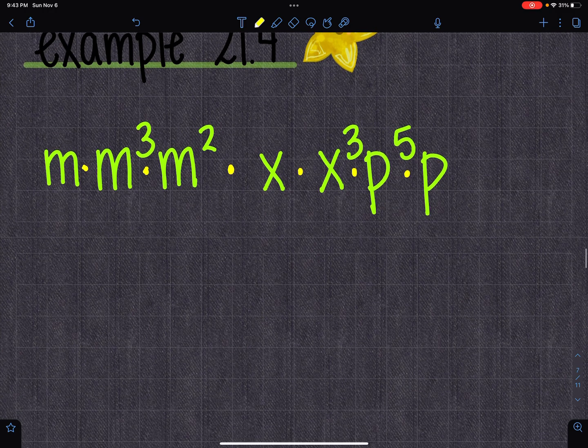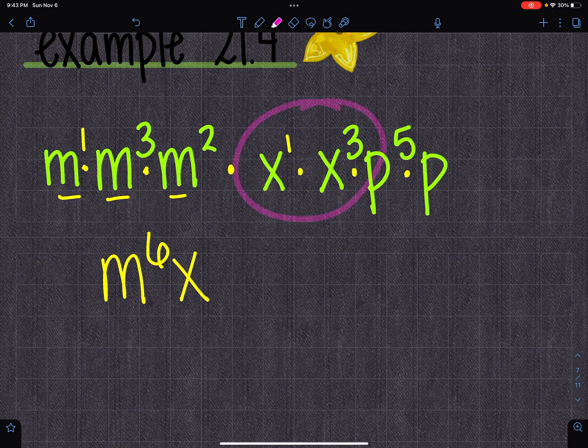All right, let's deal with the m's. I'm going to bring down an m because the bases are the same. We're not combining anything that is not the same, right? Don't combine apples and oranges. We're just combining m's with other m's. All right, so we've got a 1 and a 3 and a 2. So 1 plus 3 is 4, plus 2 is 6, so this is m to the 6. Now let's do the x's. x is x to the 1, and x to the 3, so I'm going to end up with x to the 4th power.